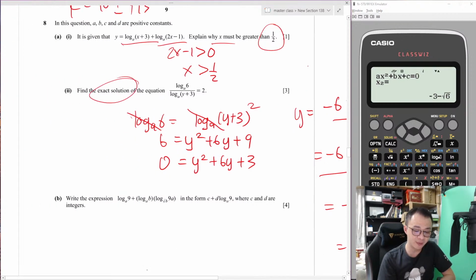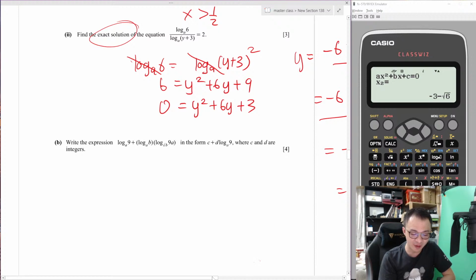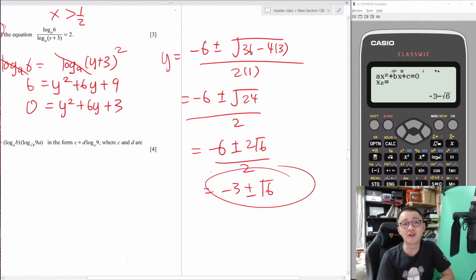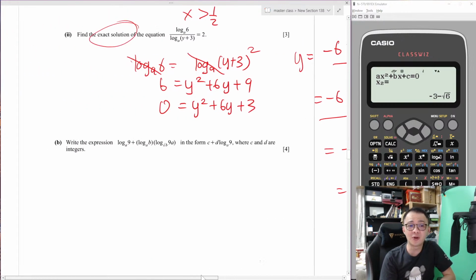Okay, so move on. 3 marks. Because they want the exact value, you must leave it in the square root form. Because if you leave your final answer in decimal, then you will be marked wrong or you will lose a mark, because decimal is not the exact value. Okay, so let's move on to B.